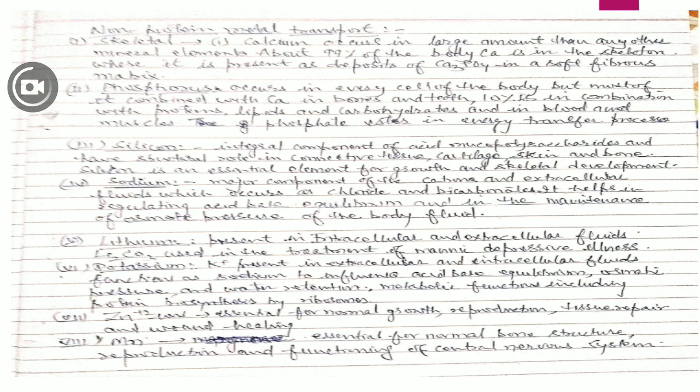Next is zinc ion. It is essential for normal growth and reproduction, tissue repair and wound healing. And so many enzymatic reactions are there in which zinc ion is involved. Next is manganese, essential for normal bone structure, reproduction and functioning of the central nervous system.